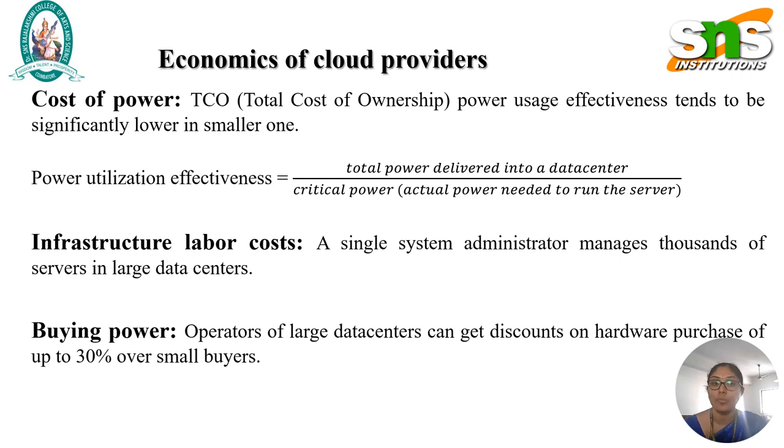Buying power: operators of large data centers can get discounts on hardware purchases of up to 30% over small buyers. So how do we identify the cost of power? Power usage effectiveness is calculated by the total power delivered into the data center divided by critical power.